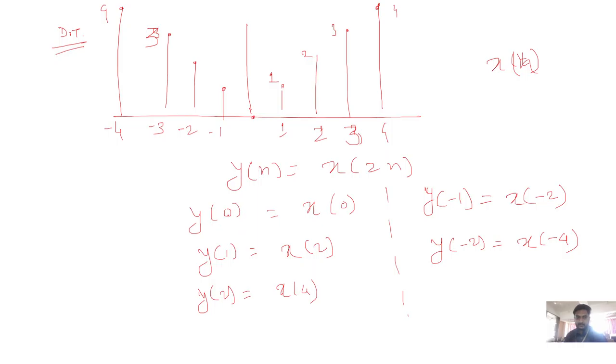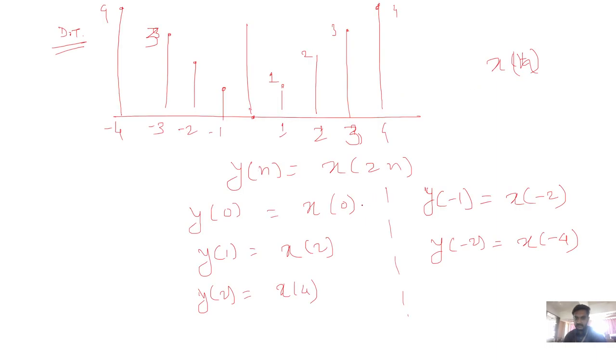So y of 0 is going to be x of 0, y of 1 is going to be x of 2, and so on. If I plot this, how will it look? I'm plotting y of n. y of 0 is 0, y of 1 is x of 2 which equals 2, y of 2 is x of 4 which is 4, and y of minus 1 is x of minus 2 which is 2.